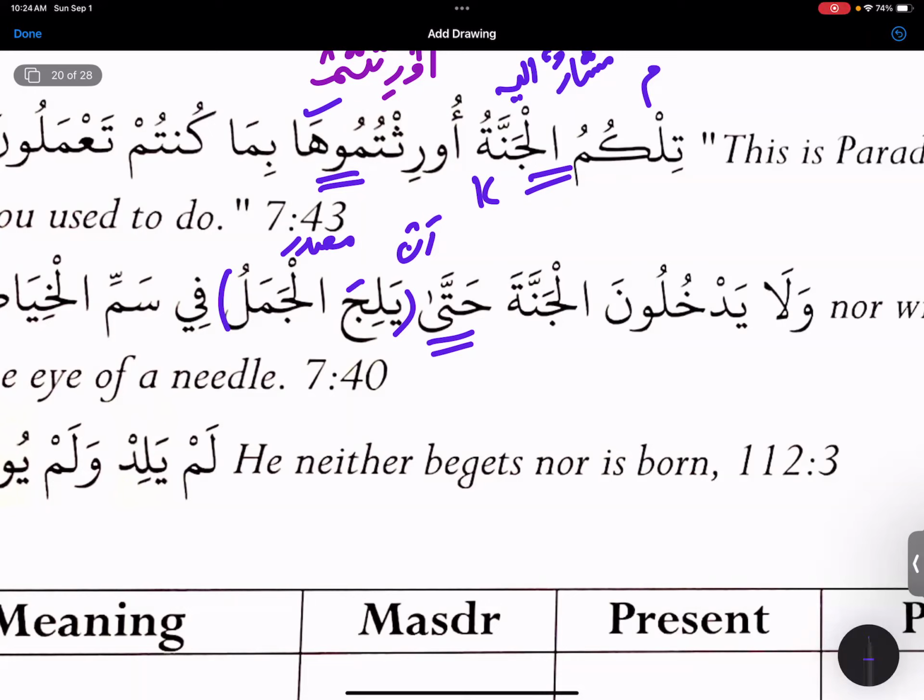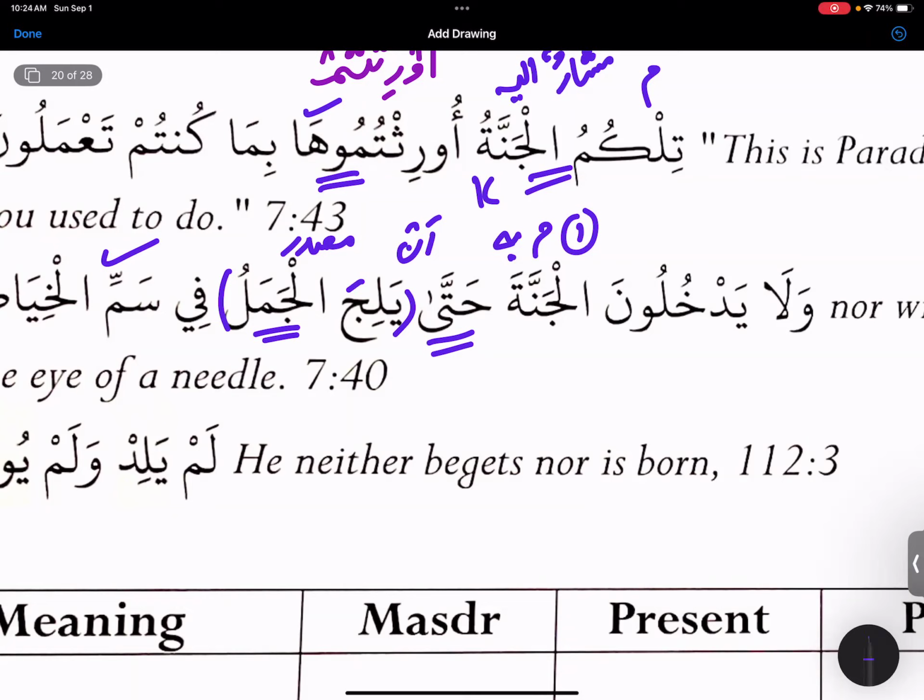So wala yadkhulun al-jannata, they are not going to enter Jannah. So jannata, this is one mafulun bihi. And then hatta yalijal jamala, so until the entry of a camel, eye of a needle. Eye of the needle.